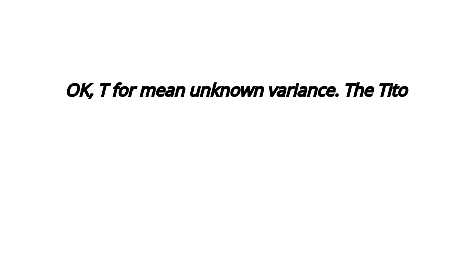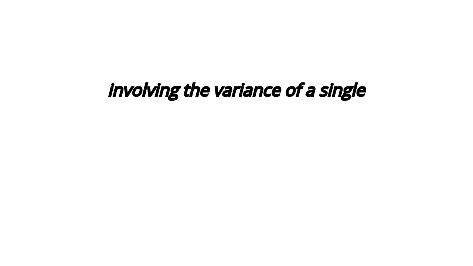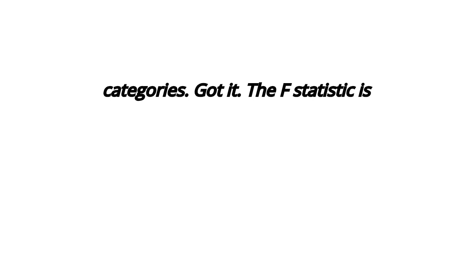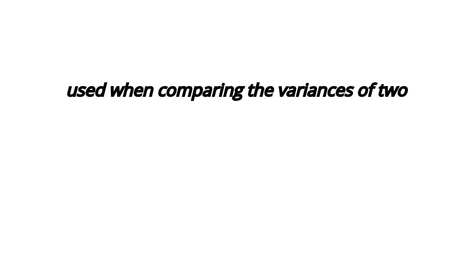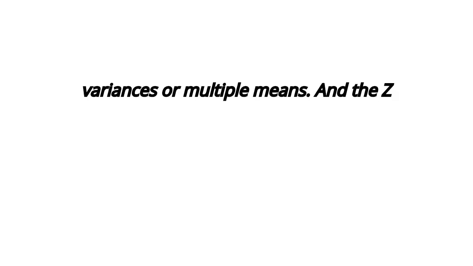Okay, T for mean, unknown variance. The chi-square statistic is often used for tests involving the variance of a single normally distributed population, or for tests of independence with categorical data. Chi-square for variance or categories. Got it. The F statistic is used when comparing the variances of two independent normally distributed populations, or in ANOVA, analysis of variance, to compare means across multiple groups. F for comparing two variances or multiple means.